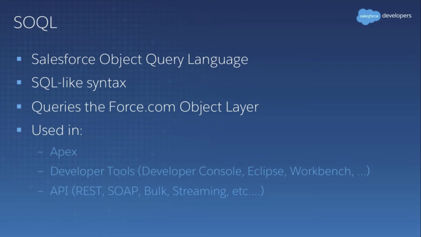So obviously, this is how we're going to query the Salesforce object layer. And then where do we actually use SOQL? There is Apex. There's also different developer tools that are out there. So I'm going to show the developer console, Eclipse, Workbench, the Salesforce DX CLI as well. And then obviously all of those things I just described are API tools. So essentially, SOQL is a place where you're going to be querying Salesforce using either the API or Apex.